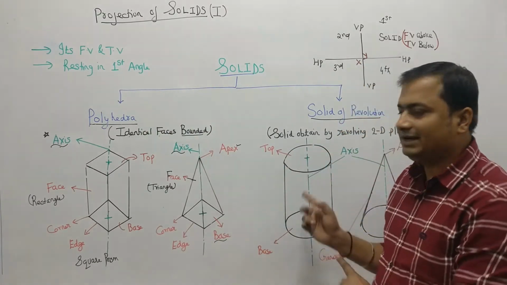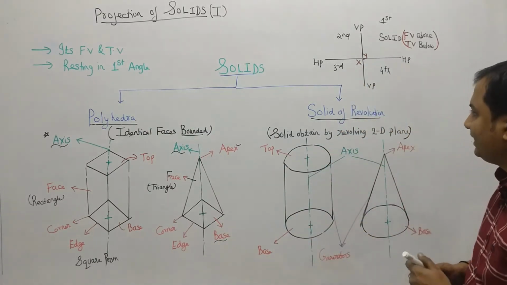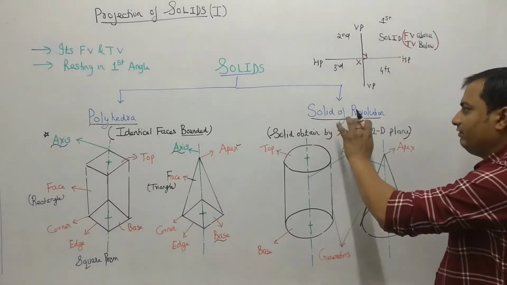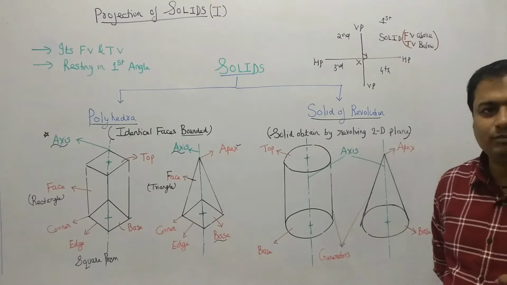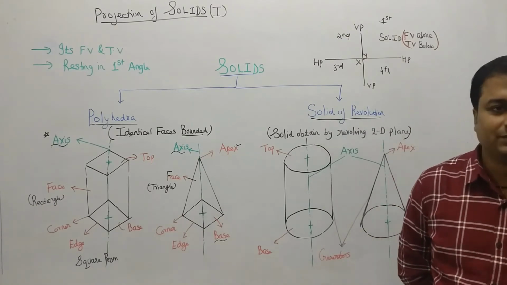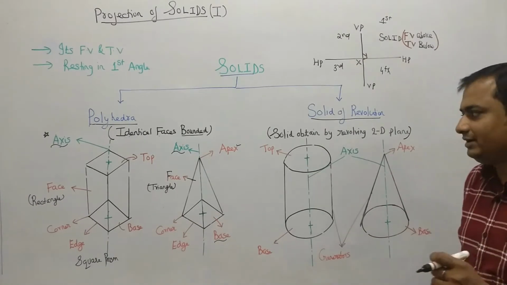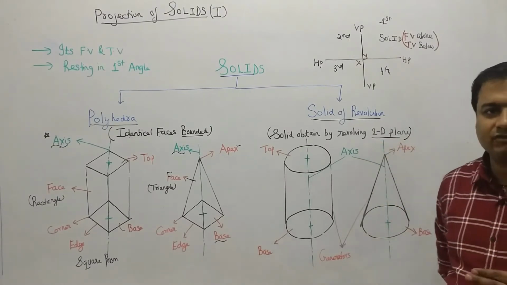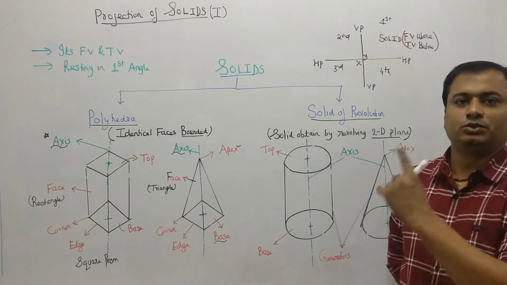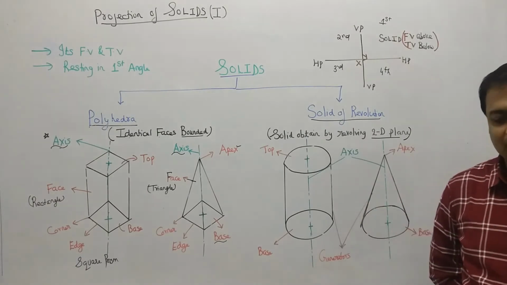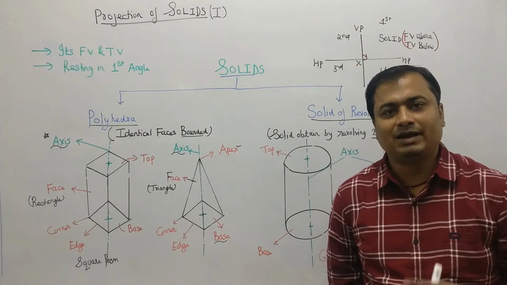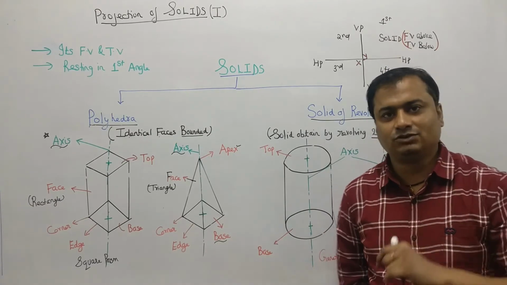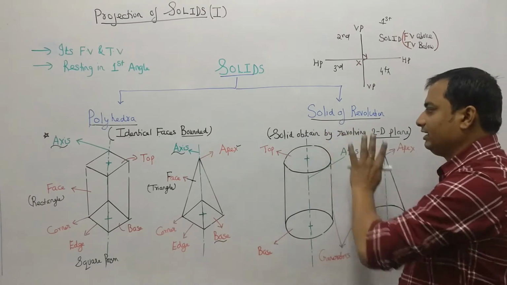Now coming to the second category, that is solids of revolution. The name indicates what we mean by solid of revolution. These are solids which are generated by revolving 2D plane figures. So when you revolve a two-dimensional plane figure about one axis, you will get a solid, and that solid will be called a solid of revolution.